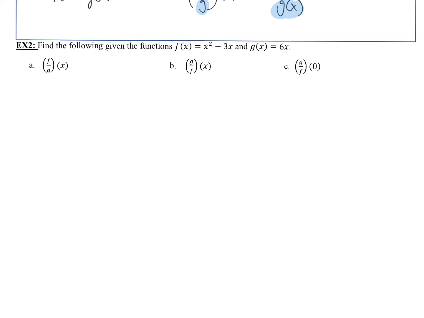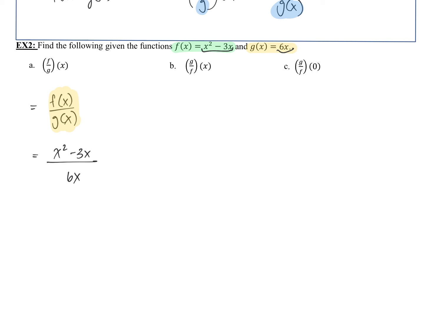So let's take a look at example 2. Find the following given the functions. We're given f of x and g of x. So a is f divided by g of x. I'll go ahead and rewrite f of x divided by g of x. Please note, I'm always looking to see that you write this step out when you're simplifying. So what is f of x? Well, f of x is x squared minus 3x. We're going to write that in the top, x squared minus 3x, and then in the bottom, we're going to write g of x, which is 6x. And then we see if we can simplify.